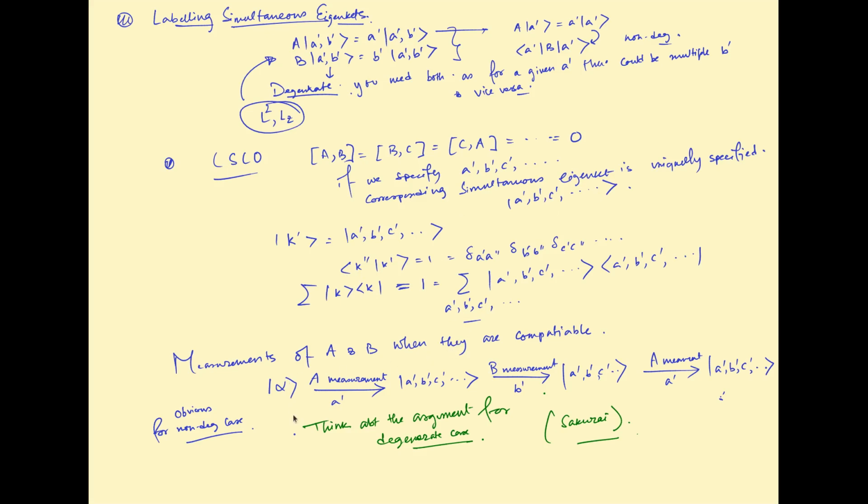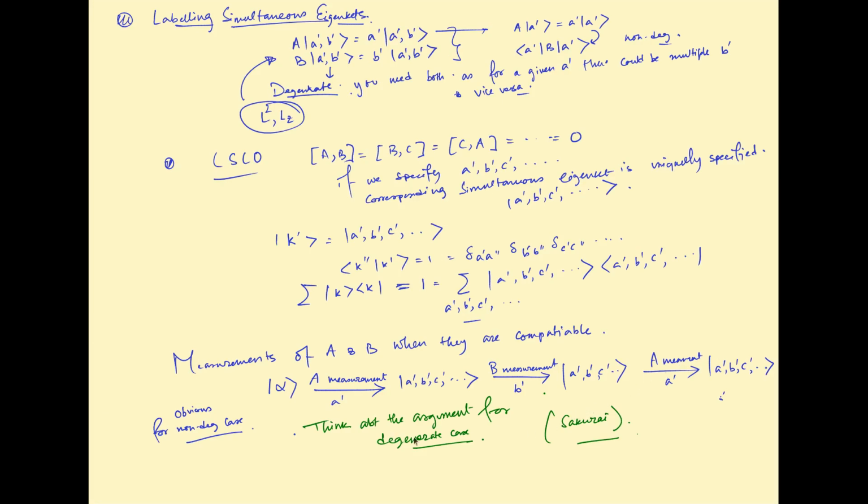So, how will you think about this in terms of a measurement? For the non-degenerate case, it is obvious. If you perform a measurement of A, it will give me A prime, and after that, if you perform a measurement of B, it will give me a B prime. But now that it is already projected into a state which is A prime, and then already projected into a state B prime, a second measurement of A will give me A prime. It is kind of obvious for this.